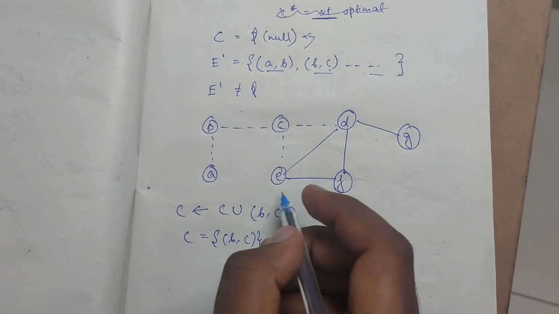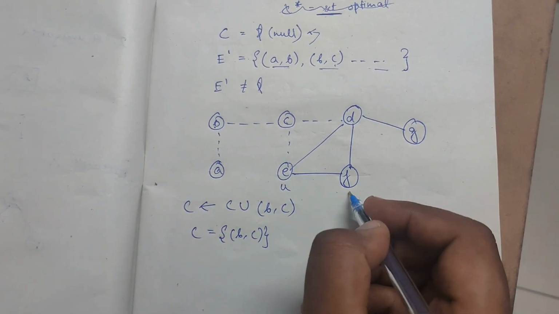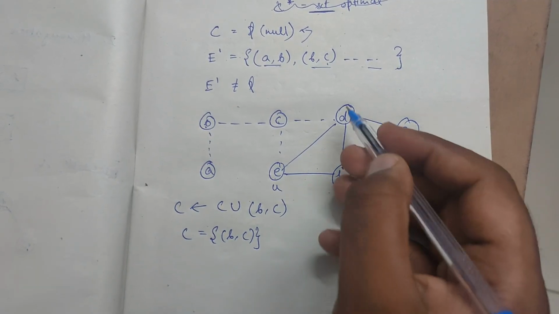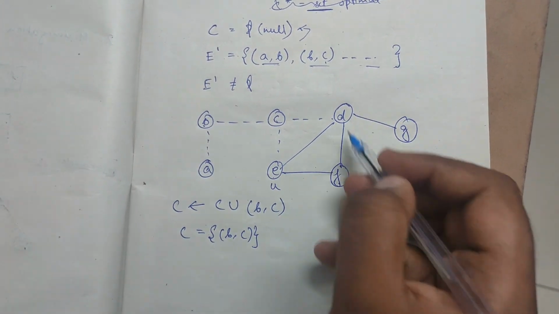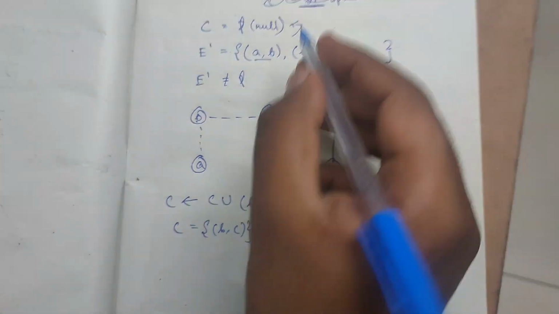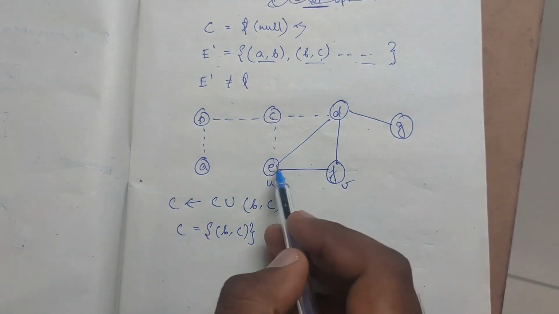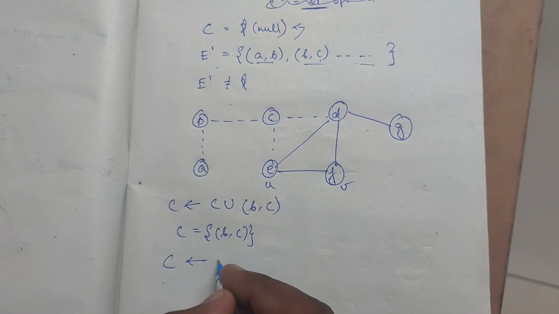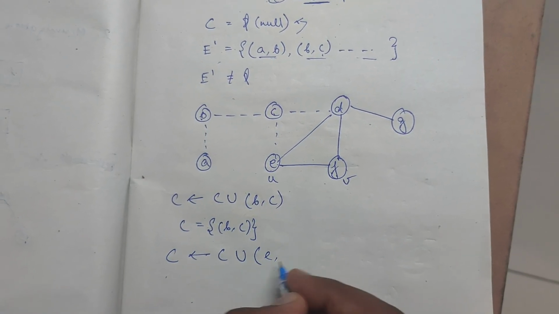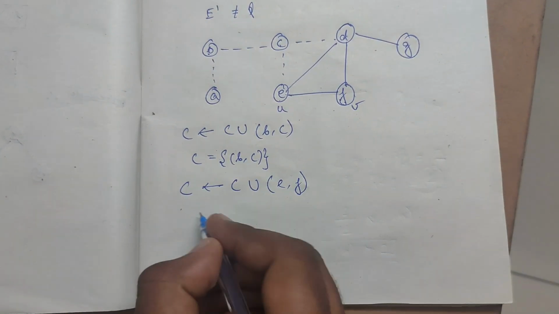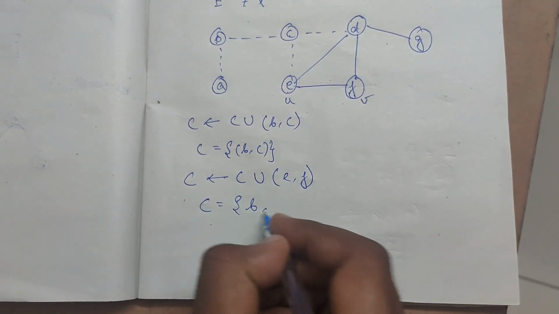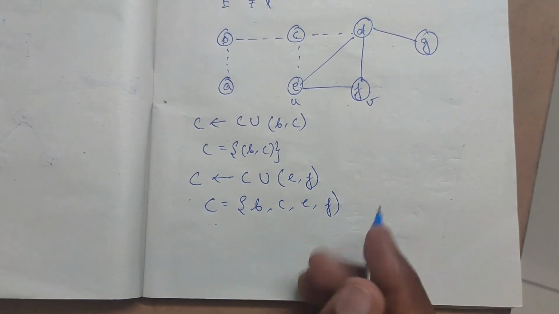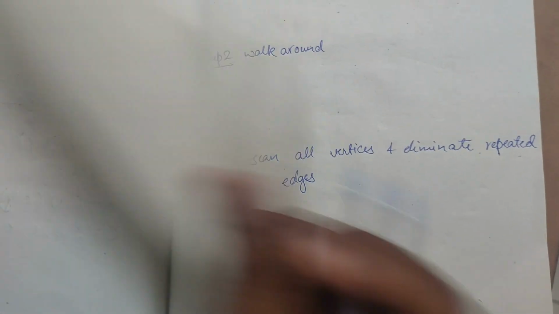Now this time you will consider E as U and F as V. So now you delete EF and ED, DF from set E dash and add these to C. So now C is equal to C union E comma F. So now your C would be B comma C comma E comma F. Now you again draw this graph, see what you will get.